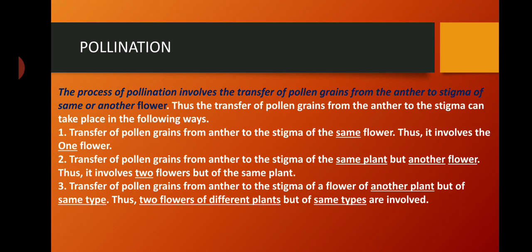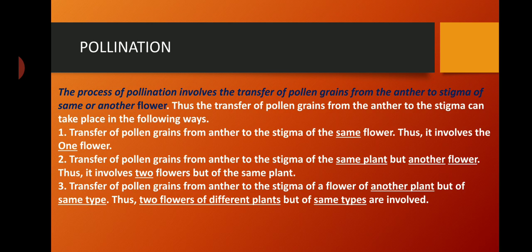Number 1, transfer of pollen grain from anther to the stigma of the same flower. Thus, it involves one flower. So, within one flower also the transfer can take place. Transfer of pollen grain from the anther of the same flower to the stigma of the same flower. In this, how many flowers will be involved? One flower.